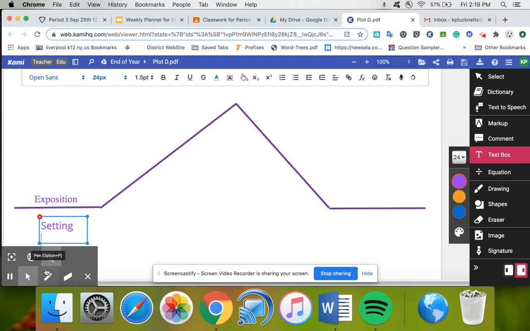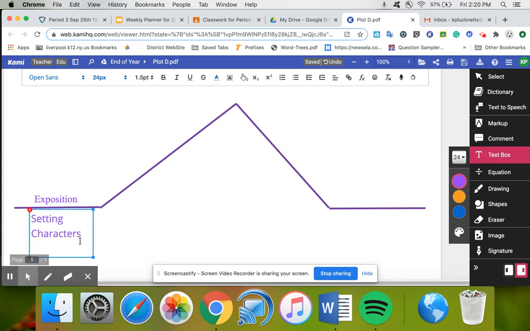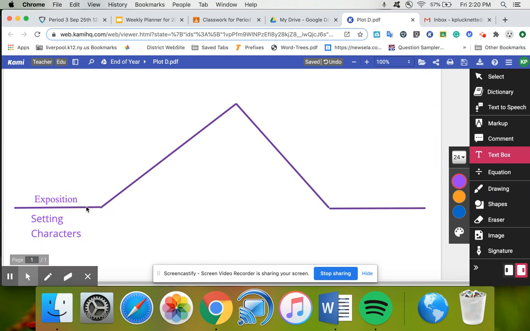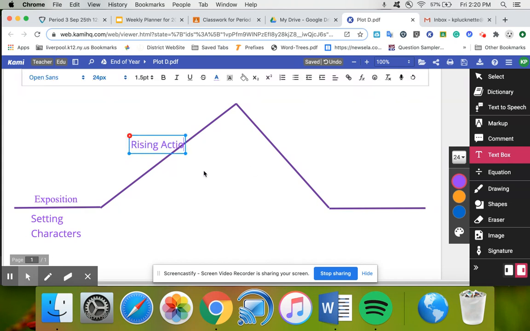The start of all stories includes things like the setting. They include things like characters. We get to meet the characters in the exposition. And sometimes we get an introduction to the conflict, sometimes, but not always. So usually the conflict introduction occurs right where the exposition meets the next part that we learn about, and that's the rising action.